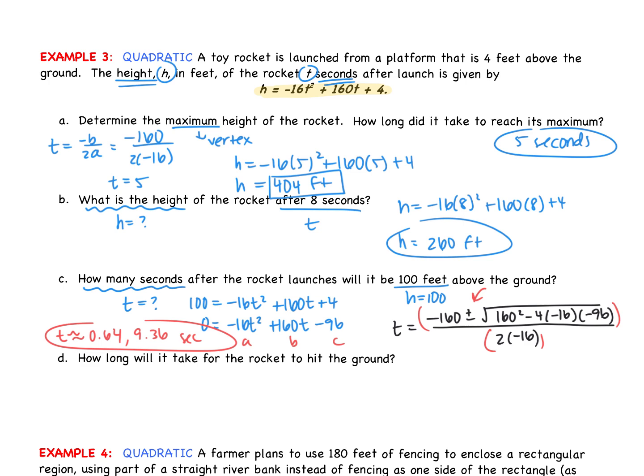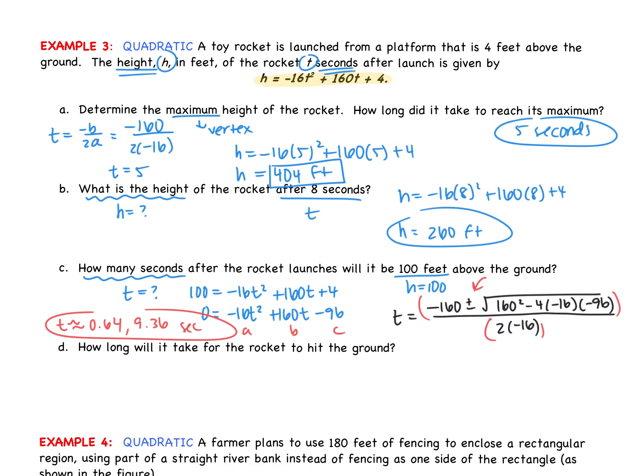Let's talk about D. How long will it take for the rocket to hit the ground? Okay, so again, how long tells us that we're looking for T. That means we have to know H. Rocket hit the ground. What does that mean about H? 0. Okay, listen real quick before we start solving. A lot of times people want to take their answer from A, 5 seconds, and double it and get 10 seconds, because they figure, well, if it takes 5 seconds on the way up, it's going to take 5 seconds on the way down. Can we do that, yes or no? And why?